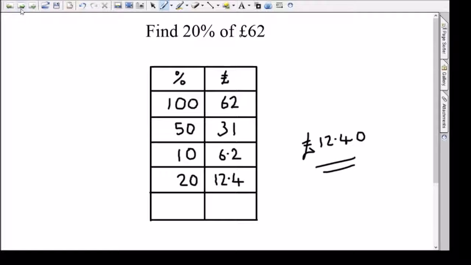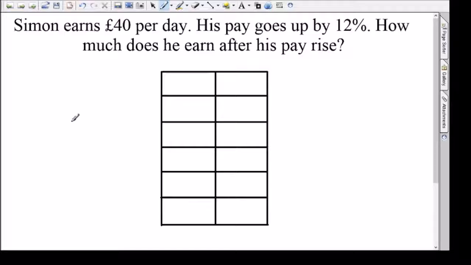Okay, so there's a percentage question using ratio tables, exactly the same method as the first one. Okay, here's another one. So this time Simon earns £40 per day. His pay goes up by 12%. How much does he earn after his pay rise? Okay, so let's do the same sort of method. Percent and pounds. So I'm told that I started with £40. So 100% is £40.